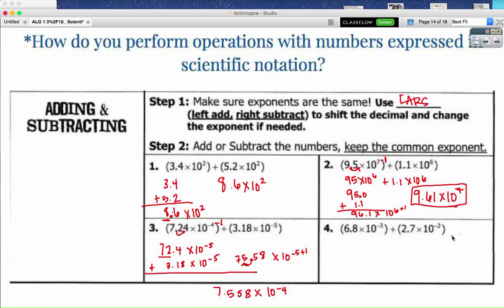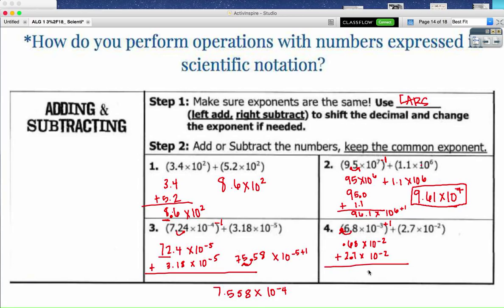Last one, negative 3 and negative 2. This time we'll change the negative 2 to a negative 3 by subtracting 1. Actually, let's add 1 this time, sorry. We'll make a negative 3 into a negative 2. So we'll add 1. So if I'm adding, I move the decimal to the left once. So 0.68 times 10 to the negative 2 plus 2.7 times 10 to the negative 2.